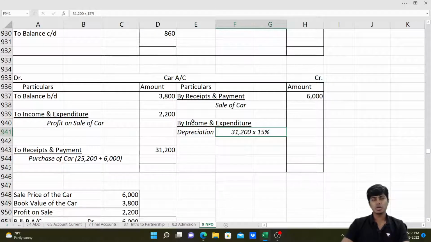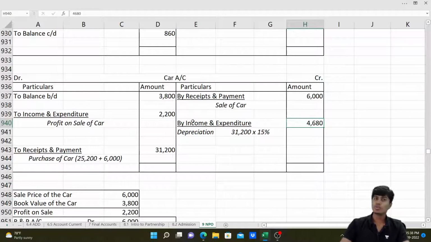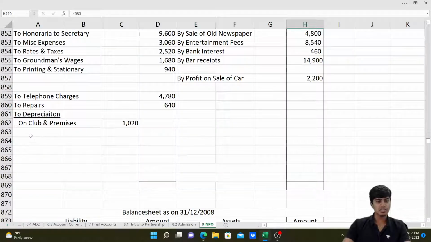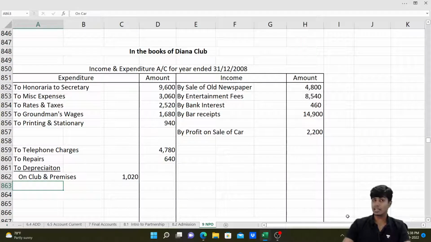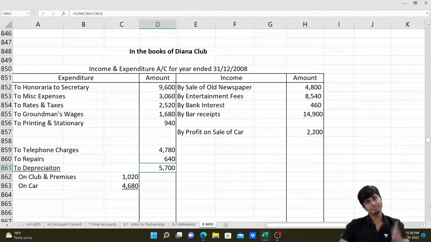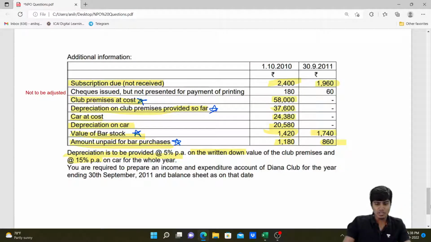This is very tricky because majority of them end up providing depreciation on 25,200. So be cautious, provide 15% depreciation on 31,200. So include that resale value of the old car and increase the purchase price of the value of new. 4,680 is the depreciation. This 4,680, let us write in our income and expenditure as expense. To depreciation, we've written on club premises. Now we'll write on car 4,680. Total depreciation is 5,700.